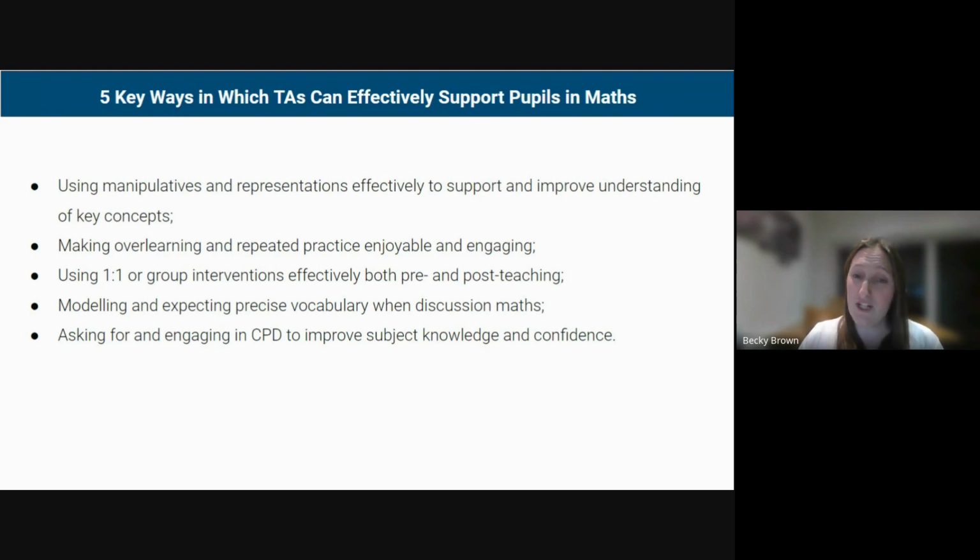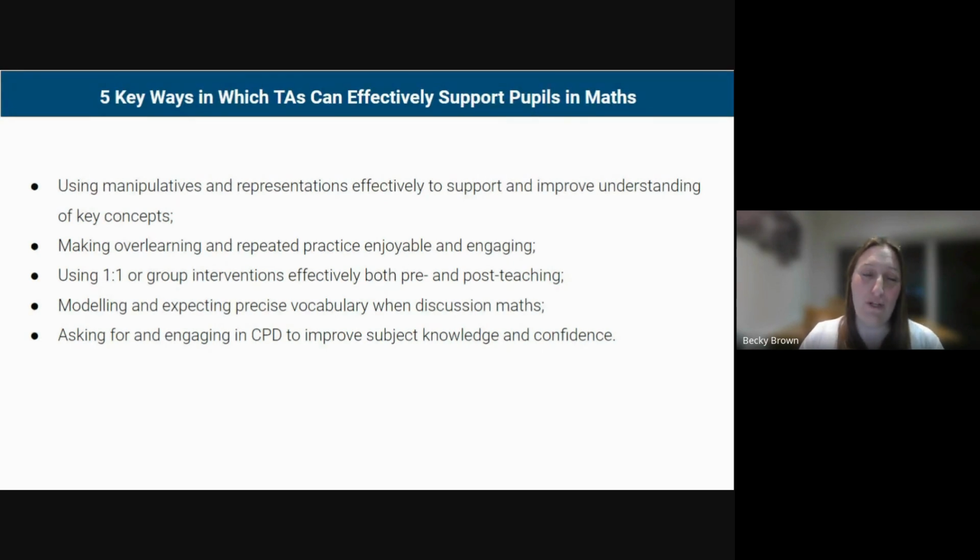Manipulatives and representations and how we can use them to support understanding in maths. Making overlearning and repeated practice enjoyable and engaging, or as enjoyable and engaging as we possibly can, particularly if you're doing the same thing daily. It's really important to try to keep that as engaging as possible for the children. We're going to talk a little bit about interventions, and that's both planned interventions and on the hoof interventions. And we're going to talk about the importance of using the correct vocabulary when talking about maths and teaching maths.